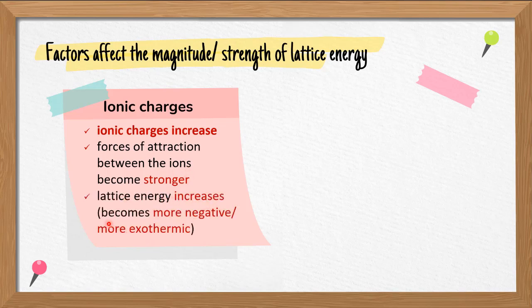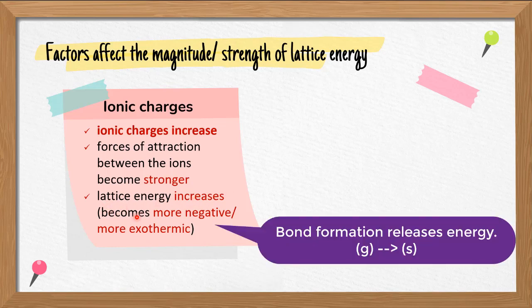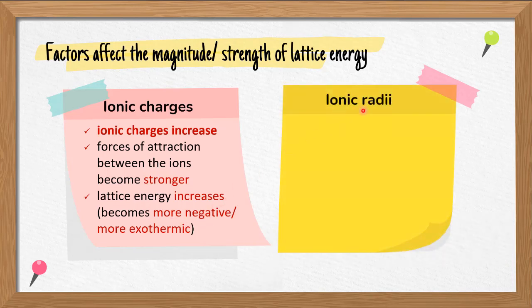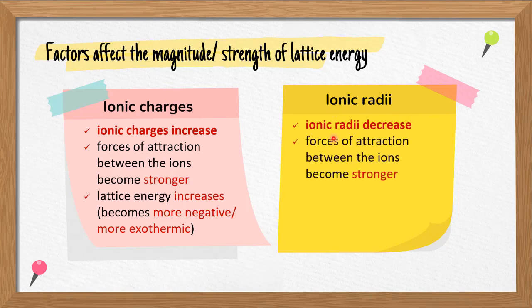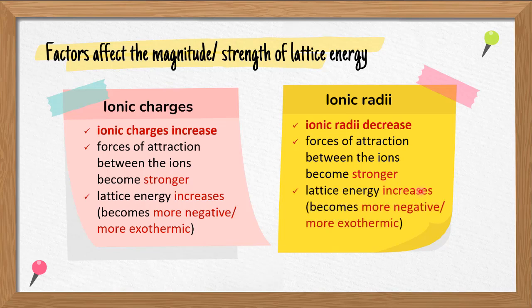Or we can also say that the lattice energy becomes larger, or in brackets over here, the lattice energy becomes more negative or more exothermic. It means that it releases more energy. Radii: when ionic radii decrease, the forces of attraction between the ions become stronger. That means they are getting closer together, so the forces of attraction become stronger, and therefore lattice energy becomes larger, more negative, more exothermic for the bond formation process.